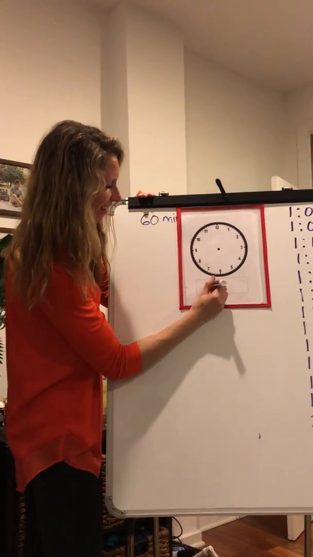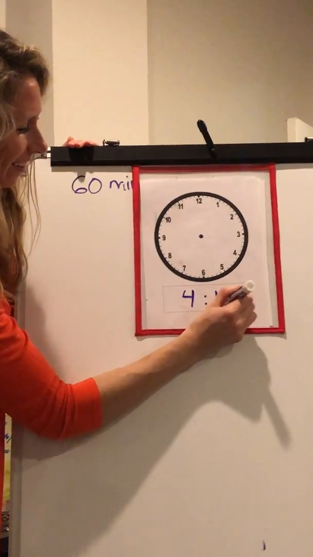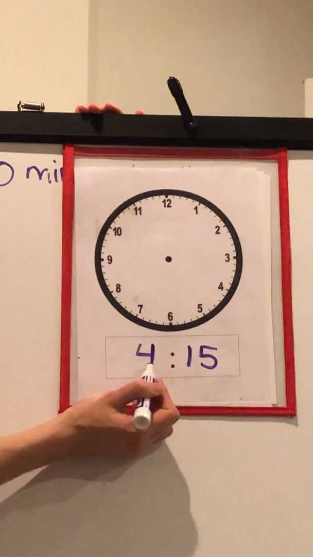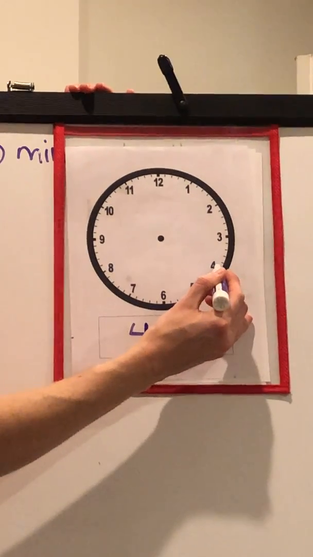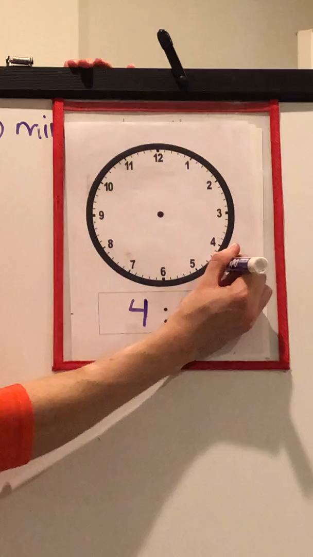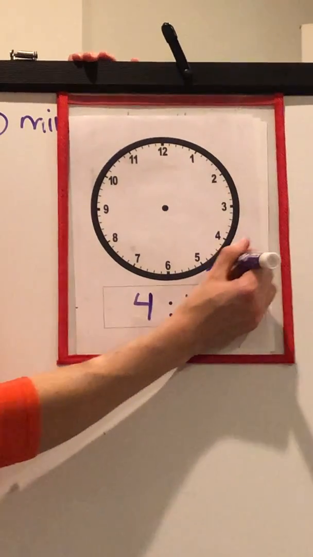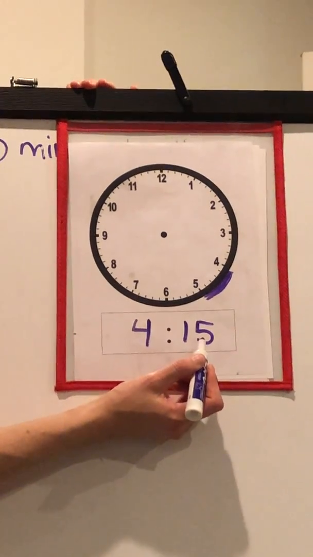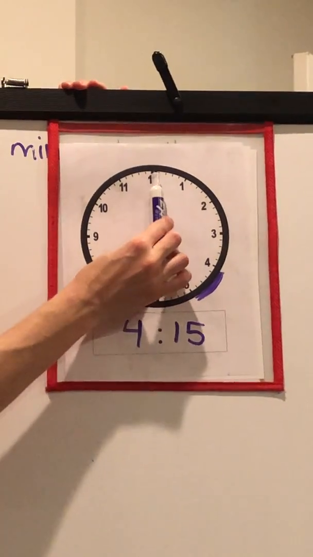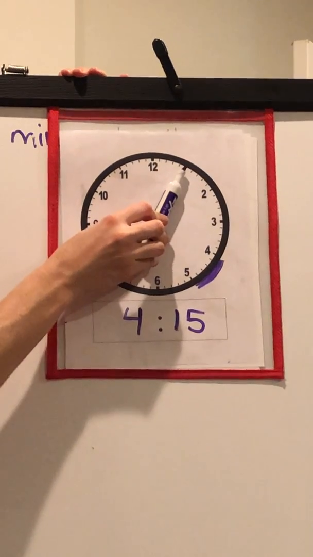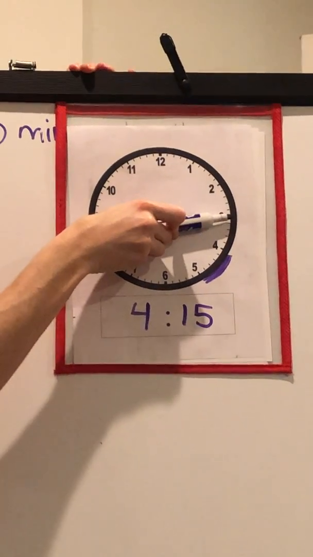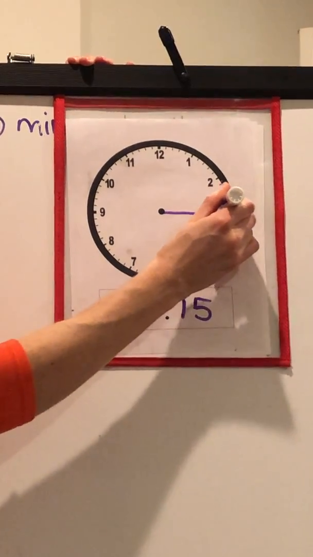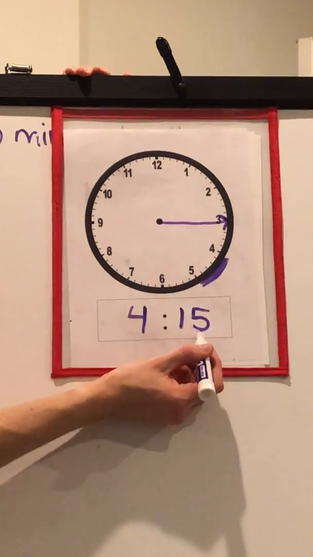4:15. Good. So 4 is my hour. It's on the left side. So my hour is going to be somewhere past the 4, on its way to the 5, somewhere in this zone. Now my minute hand has to go 15 minutes. Let's see how far that is. We always start at 0. 5, 10, 15. 15 minutes goes to the 3. So we go all the way over, touch the outside, that's 15 minutes.